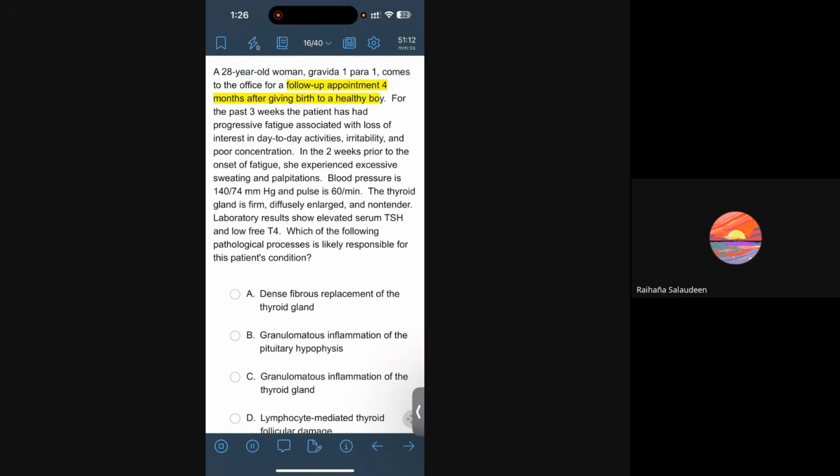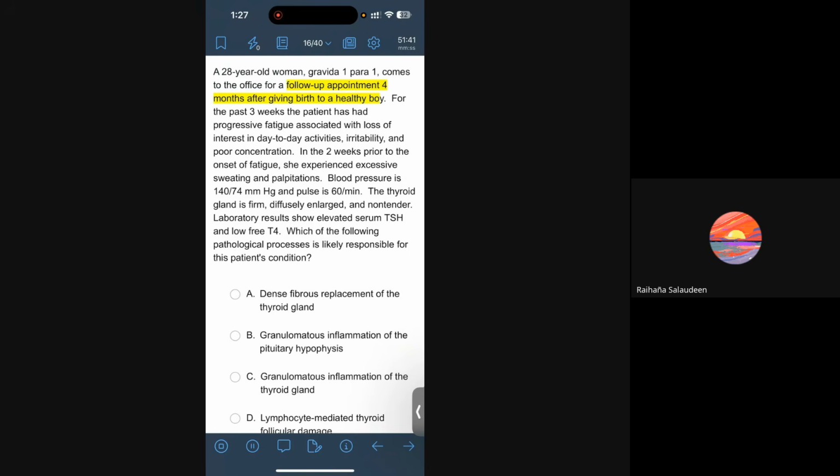Follow up appointment 4 months after giving birth a healthy boy. For the past 3 weeks, the patient has progressive fatigue with loss of interest, irritability, poor concentration. In the 2 weeks prior to the onset of fatigue, the patient has excessive sweating and palpitation.